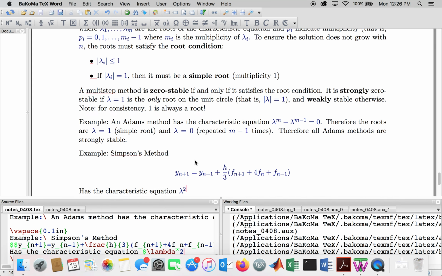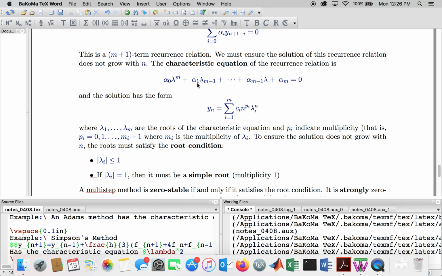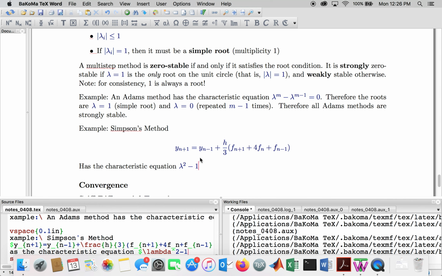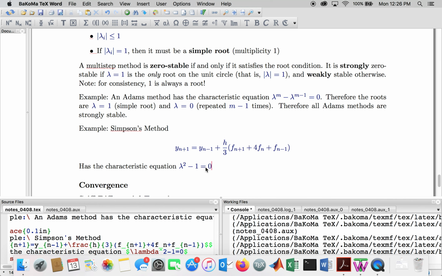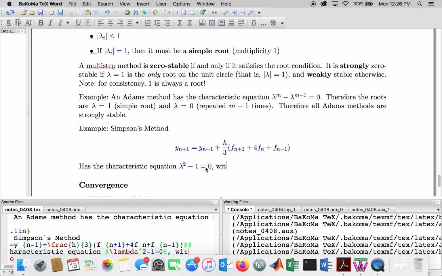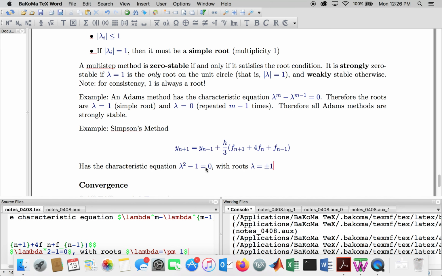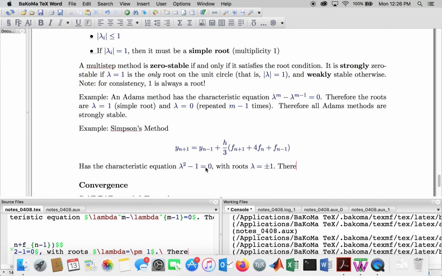If we look at the general form of the characteristic equation, alpha 1 is 0 in this case, and then alpha 2 is the constant term. In this case, that would be equal to minus 1. So that's the characteristic equation. The roots are plus or minus 1. So it's weakly stable because there are 2 roots that have a magnitude of 1.